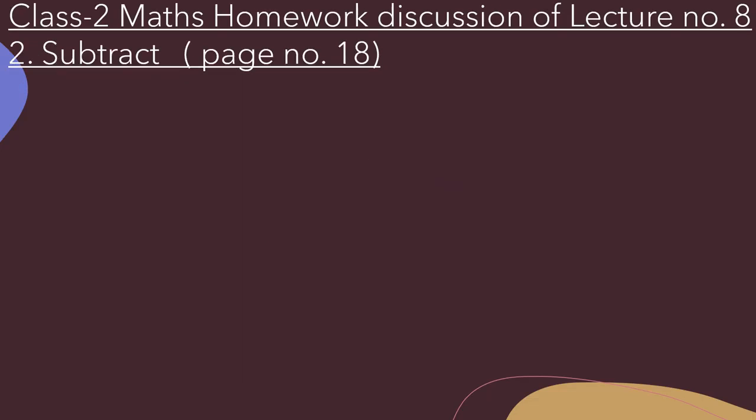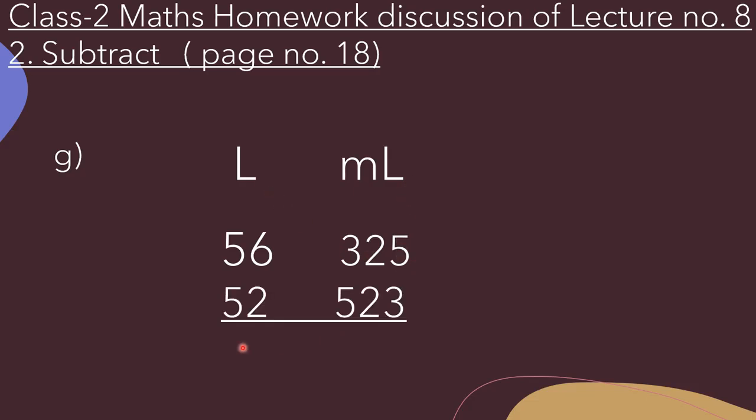Okay. Now, question number 2, subtract, page number 18, G part. Liters and milliliters are given. 56 liters, 325 milliliters and 52 liters, 523 milliliters. Now we have to subtract. So let's start from our right hand side. 5 minus 3, that is equal to 2. 2 minus 2, that is equal to 0.